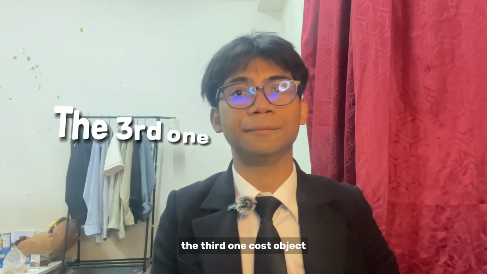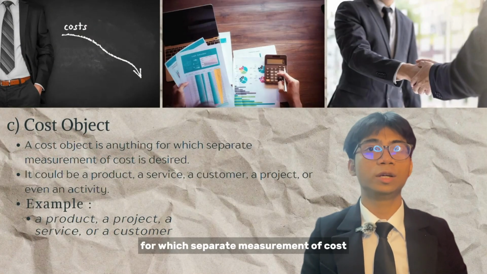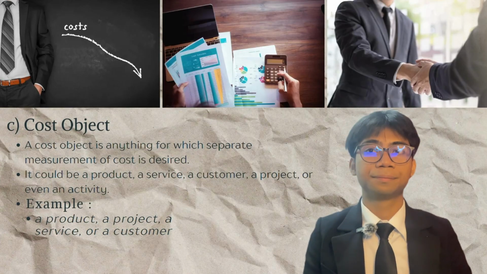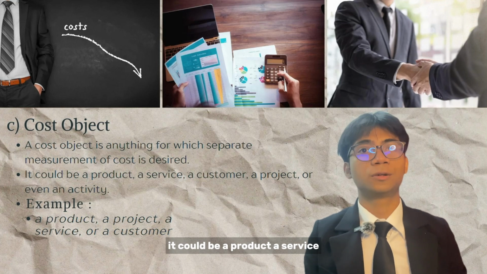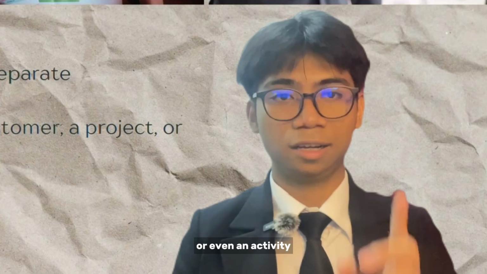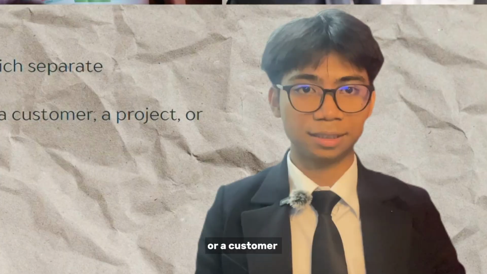The third one, cost object. A cost object is anything for which separate measurement of cost is desired. It could be a product, a service, a customer, a project, or even an activity. Example, a product, a project, a service, or a customer.